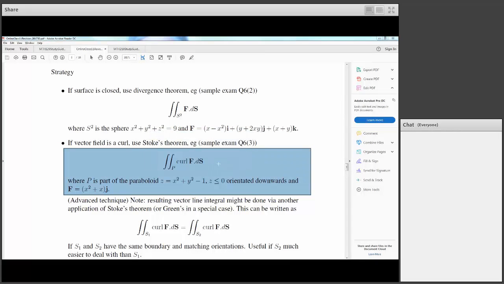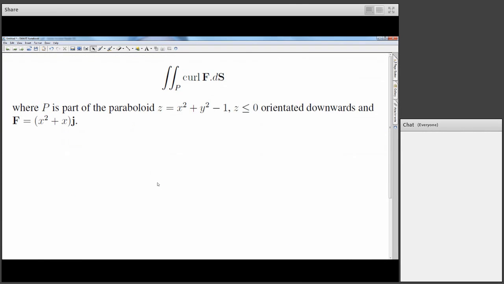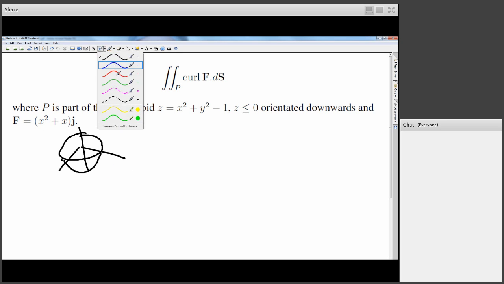let's just do an example of this one. This is another question from the sample exam. So if you're asked to do this flux integral here, integrating over a bit of a paraboloid, let's draw a picture here. So the paraboloid is a circle at the xy plane, otherwise a paraboloid like that, so that's basically what the picture is. So it's the bits of the paraboloid below the xy plane, and it's oriented downwards, so let's put an arrow here, so that's the normal pointing down.